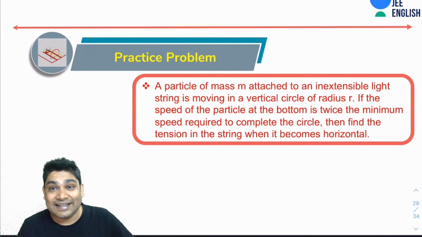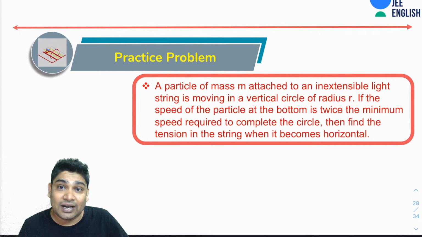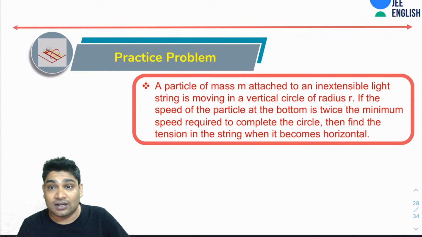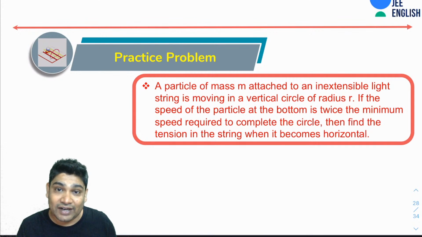A particle of mass m attached to an inextensible light string is moving in a vertical circle of radius r. If the speed of the particle at the bottom is twice the minimum speed required to complete the circle, then find the tension in the string when it becomes horizontal.